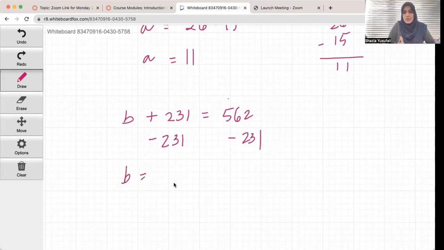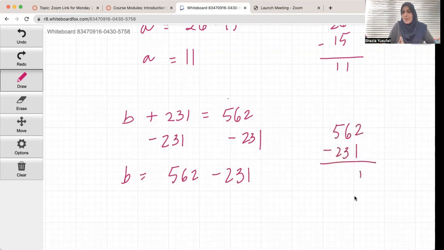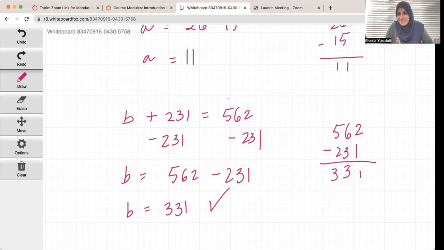B is equal to 562 subtracted by 231. Let's do some figuring out right on the side. And let's see what we get. We get a 1, we get a 3, and we get a 3. Therefore, B equals 331. And if you check it, you will get it right. Okay? Do you see how easy it is to find the missing number for addition? I love addition. It makes life very easy, right?